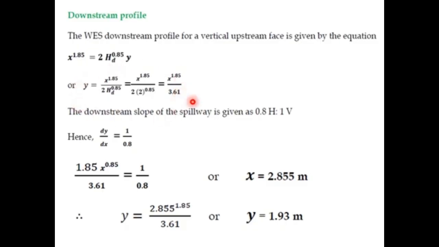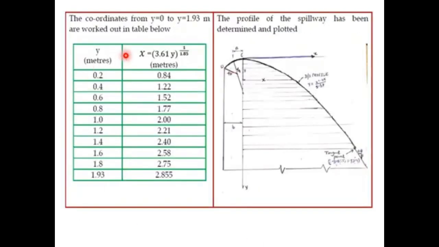So differentiating this equation, we get 1.85 x to the power of 0.85 by 3.61 should be equal to, because the slope is given as 0.8 horizontal to 1 vertical, which is 1 is to 0.8. So the x value can be calculated. So x is 2.8. Substitute the value of x here and we get y, which is 1.93. Now all of these are worked out.